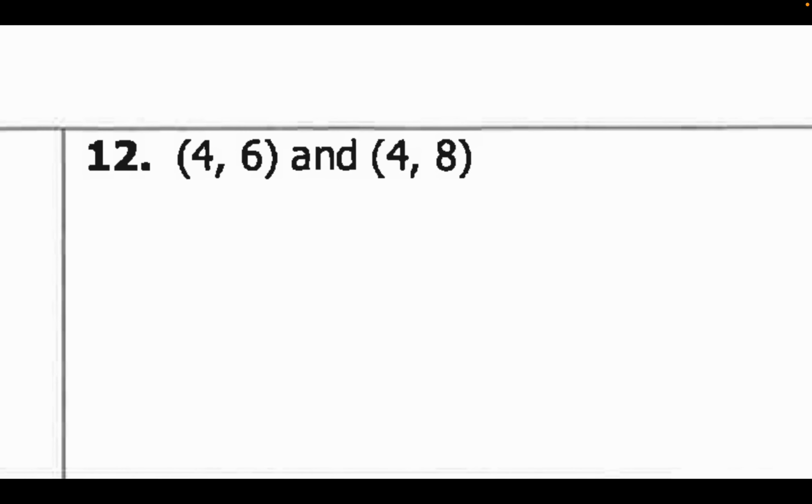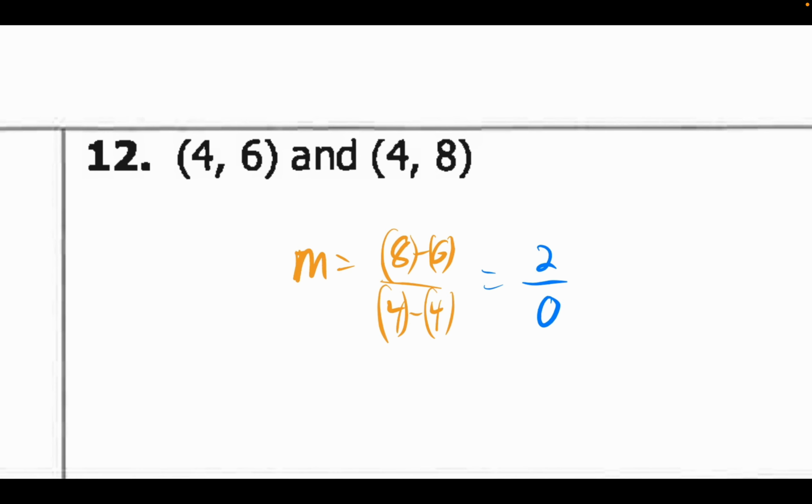Number 12 for the last problem from the set. I'll do 8 minus 6 personally, which leaves me with 4 minus 4 on the bottom. Regardless, you'd get 4 minus 4 on the bottom, which ends up giving you 2 or negative 2 over 0, depending on how you organized it, which is undefined, which you must actually write.